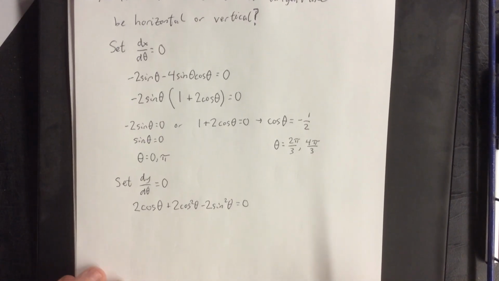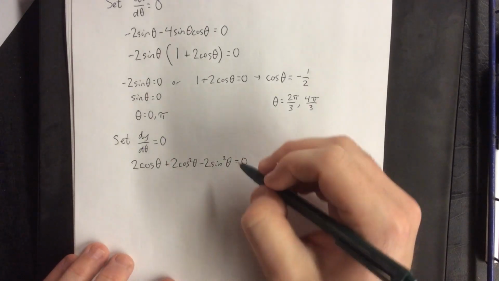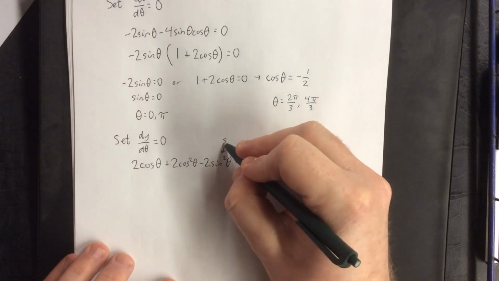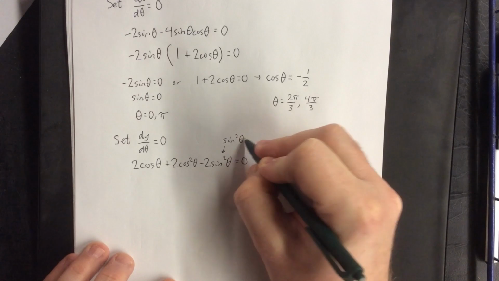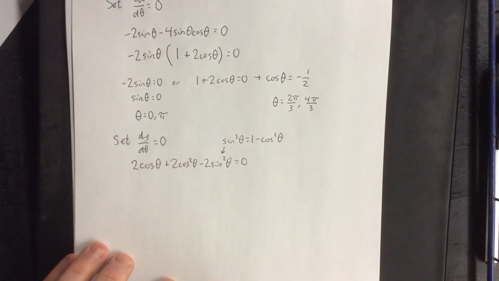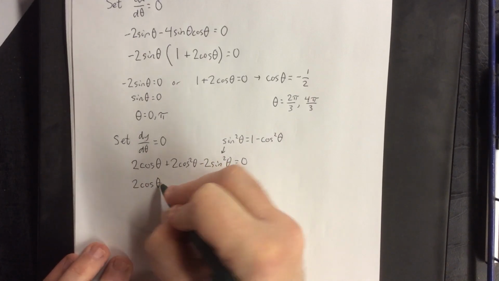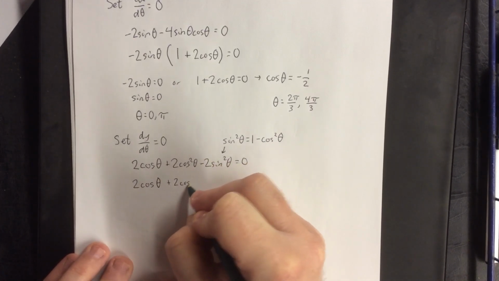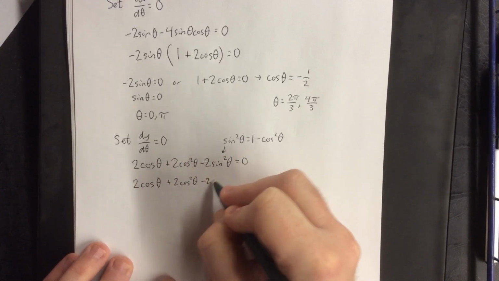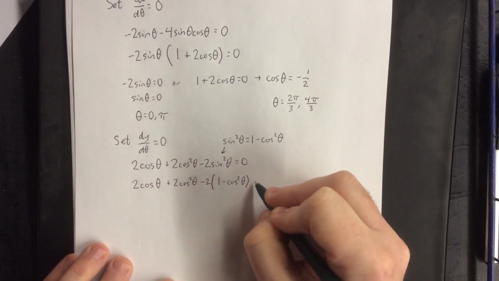First thing I'd like to do is we have two different trig functions present in this equation. I want to fix it to become one trig function. In order to do so, I'm going to use a Pythagorean identity, and change the sine squared of theta into 1 minus the cosine squared of theta. We get 2 cosine theta plus 2 cosine squared theta minus 2 times 1 minus cosine squared theta.